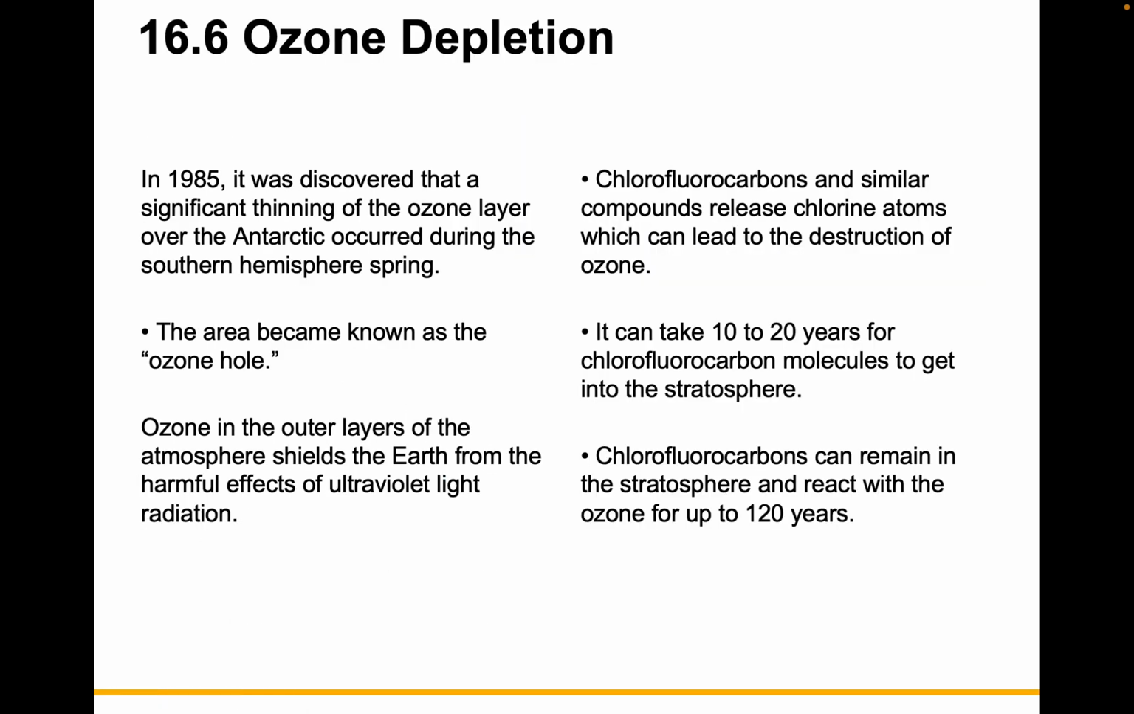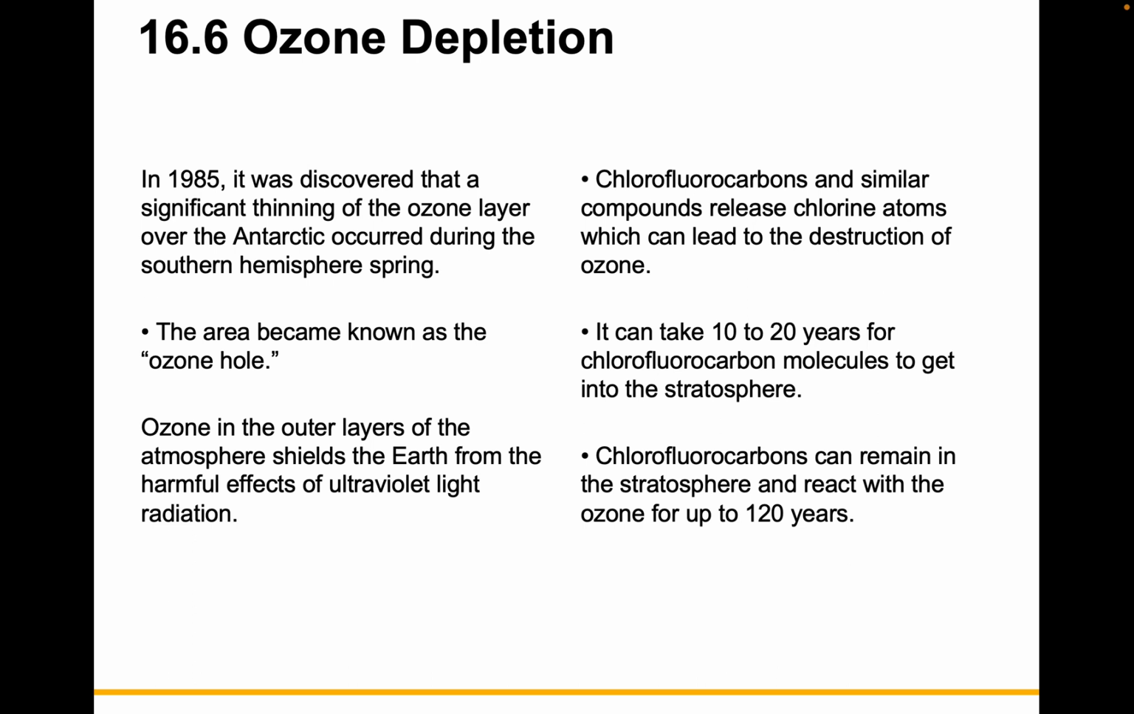In 1985, it was discovered that a significant thinning of the ozone layer over Antarctica had occurred during the southern hemisphere spring. This area became known as the ozone hole, and ozone in the outer layers of the atmosphere helps to shield the Earth from the harmful effects of ultraviolet light radiation. One of the biggest ways we see that impact on our own human health is skin cancer.